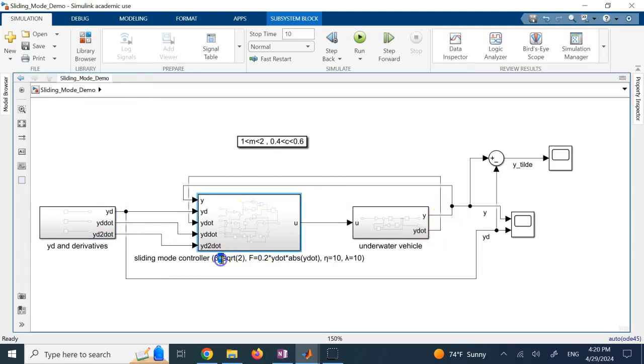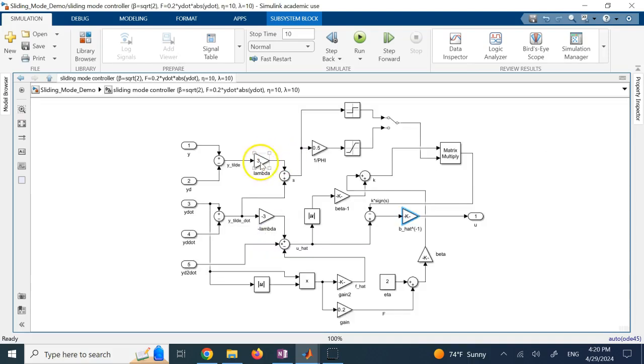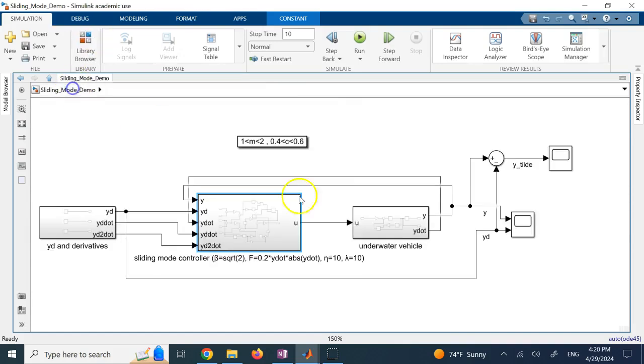I pass all of those desired values and derivatives as well as y and y dot of the system to my controller. Here, beta, remember, was the square root of 2, f was 0.2 times y dot times the absolute value of y dot. For eta, I pick 10, and for lambda, I can pick 10 or a different number. Here, I changed it to 3, but feel free to change these numbers. This eta here, also, I changed it to 2 again, so you can feel free to change them. Initially, I ran it with 10 and 10, but now I'm changing it to 3 and 2. As I said, these are the parameters under your control, and you can change them here. So let's say we go with what I have right now.